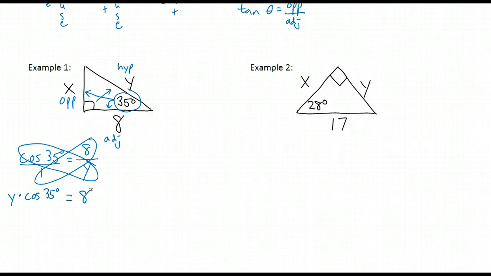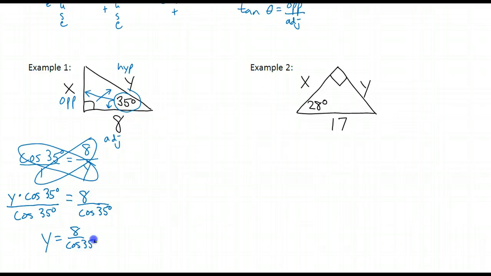Now I need to keep solving for y. I have y times the cosine of 35 degrees, so I'm going to divide by the cosine of 35 degrees. The cosine of 35 degrees is going to cancel with the cosine of 35 degrees, so I'm left with y equals 8 divided by the cosine of 35 degrees.